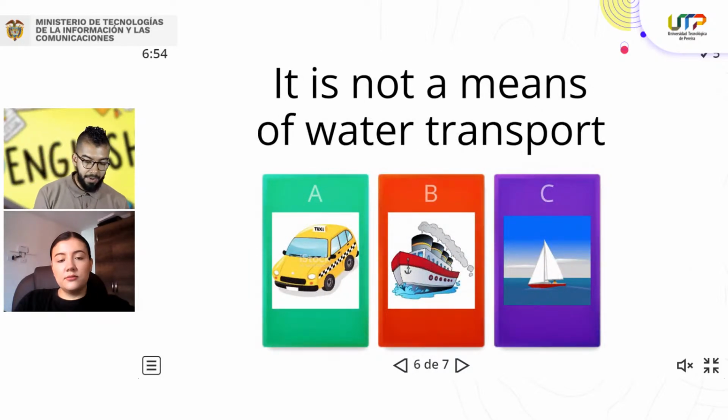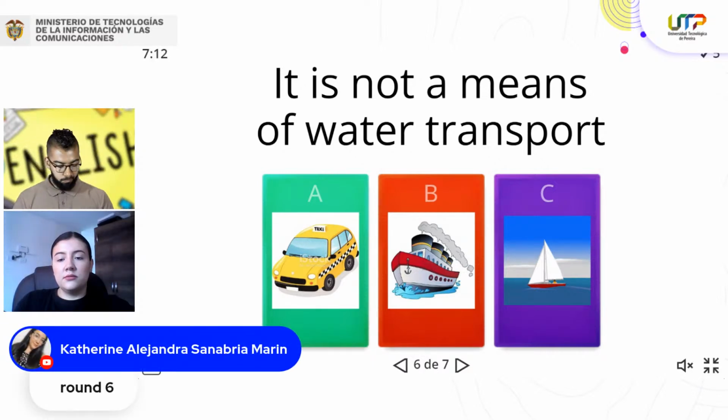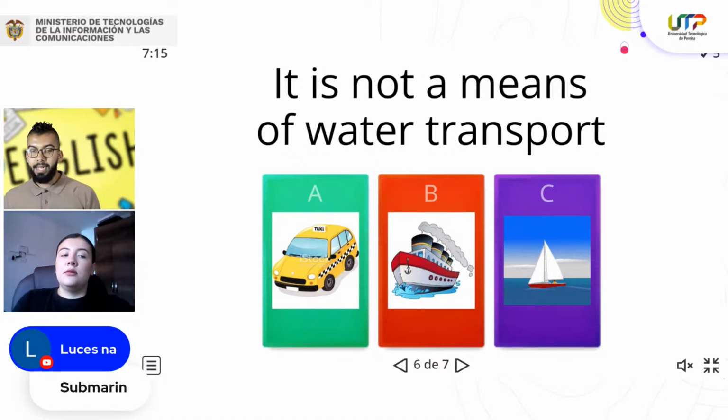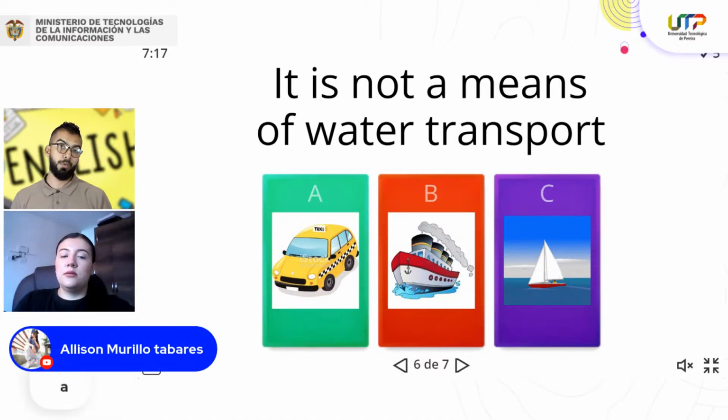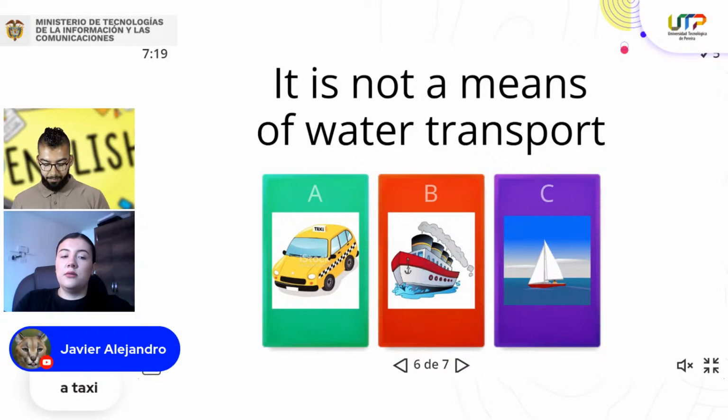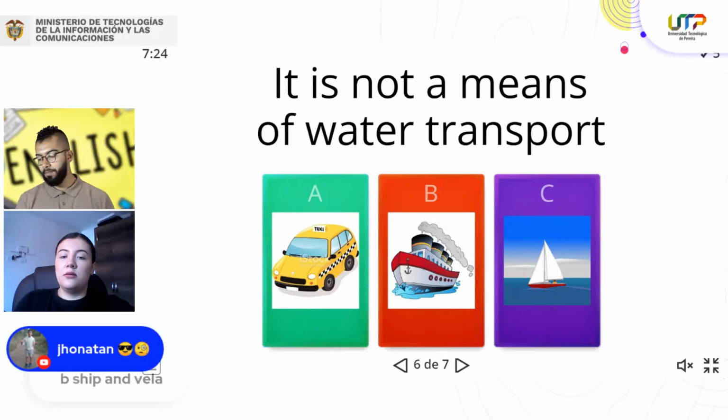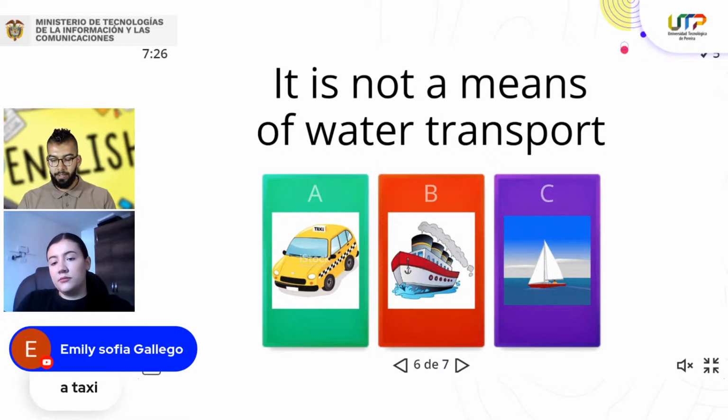Vamos con las dos últimas. Atentos que esta también es negativa. It is not a means of water transport. Look at this one. A, B, or C. Les voy a escribir en el chat cómo se llama el medio de transporte de la opción C, que no la vimos, ¿sí? Sin embargo, es muy fácil de identificar.